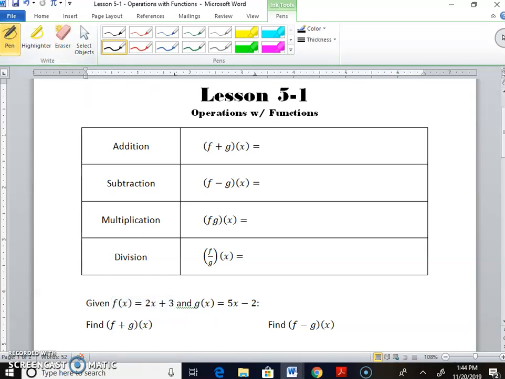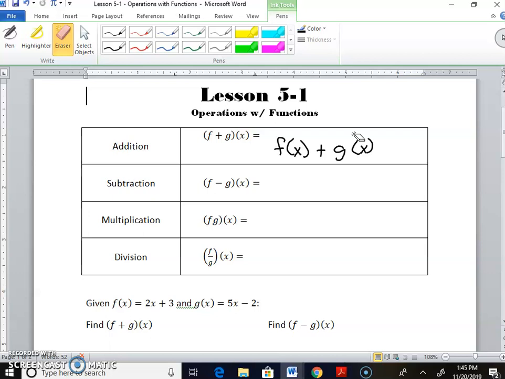Okay, so starting out with addition, if I have f plus g of x, that literally means f of x plus g of x. So when you see, and this is a new notation for us, that we've got f plus g of x, that literally means f of x plus g of x.